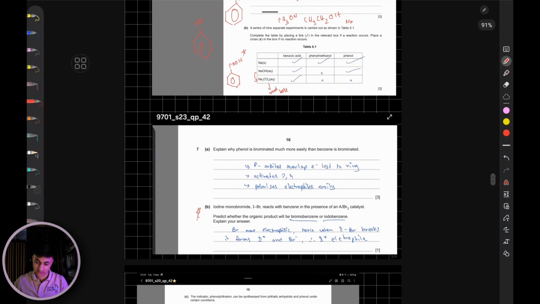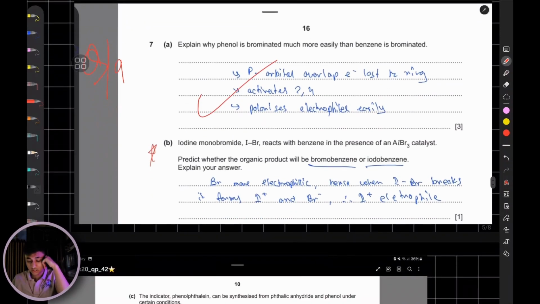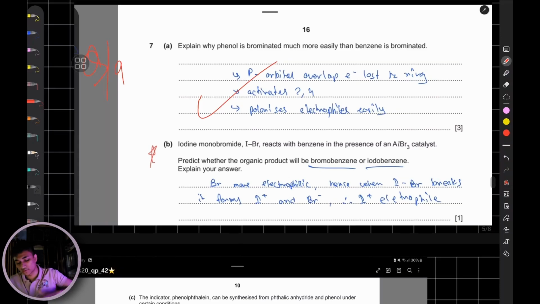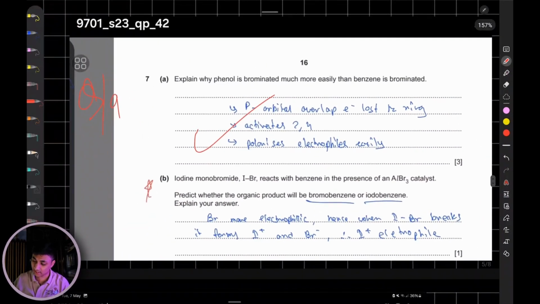Moving on, question 9. This is question 7 of summer 23, paper 4-2. A is easy. Pardon me. Iodine monobromide reacts with benzene in the presence of AlBr3 catalyst. Predict whether the organic product will be bromobenzene or iodobenzene. Explain your answer. Interesting question.